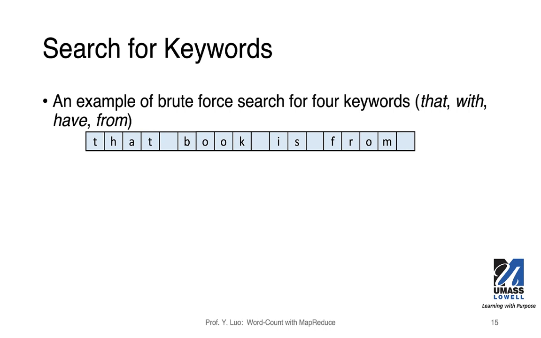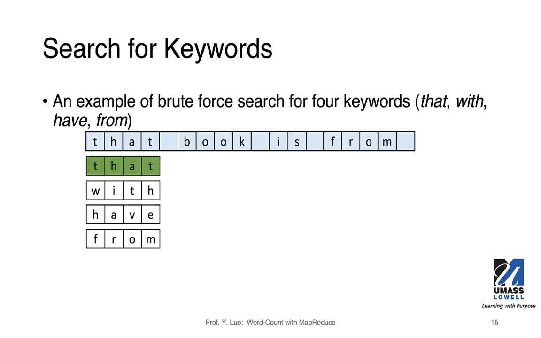Within each of the mapping processors, we can compare the text with keywords. Here we have an example brute force search for 4 keywords. This character stream is from the text file. So we have that book is from.